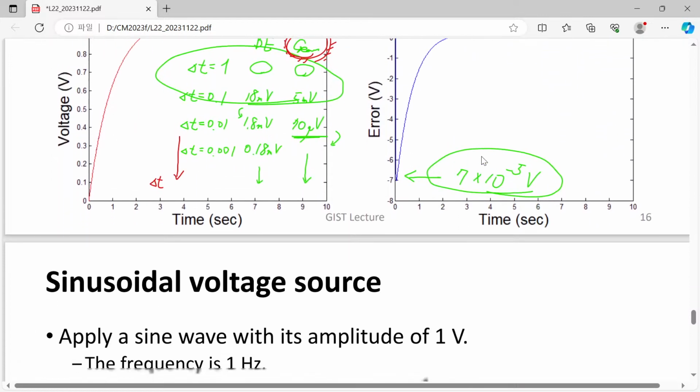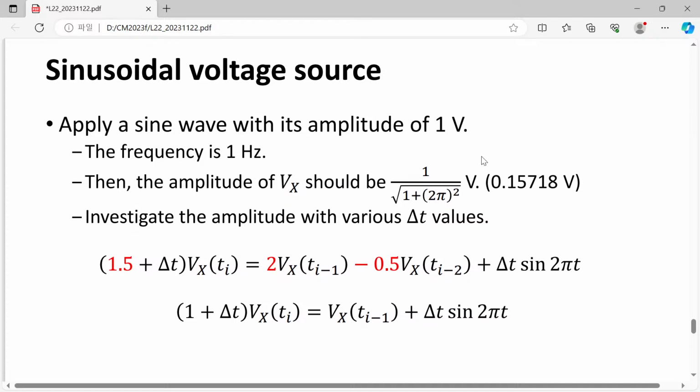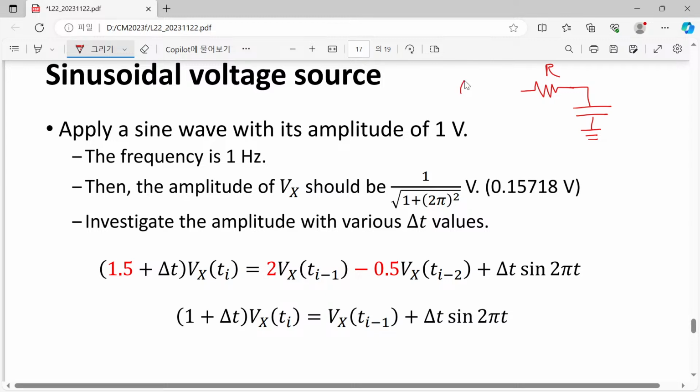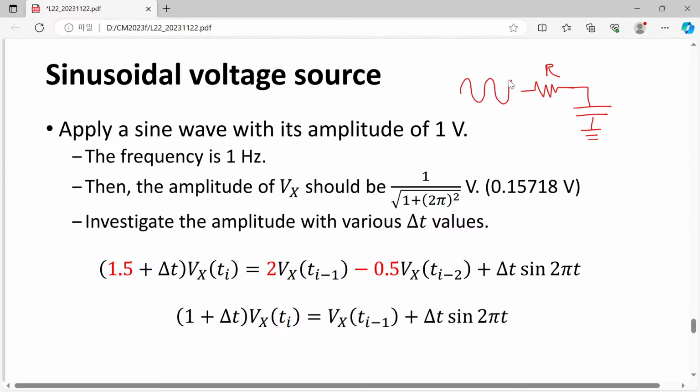Then I have prepared our last example. We have the same RC circuit, but now instead of just a sudden switching, let's apply a sine wave and its amplitude is 1 volt. So what will happen to this system? Now we have R and C and apply a sinusoidal wave.